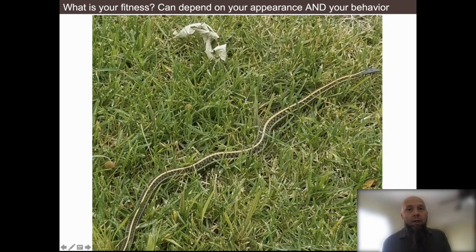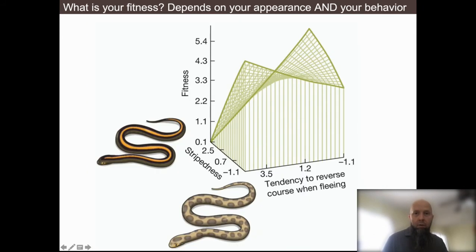Now, fitness can depend on multiple components of the phenotype of an organism. And remember, I've cautioned you to realize that the phenotype is not just what you see in an individual. So in this case, we're looking at a garter snake that has a bright yellow stripe right down the middle of its back, right? That's something I can see. But another component of the fitness of this species of snake is its behavior, right? The combination of that color and how it behaves determines the fitness of an individual.